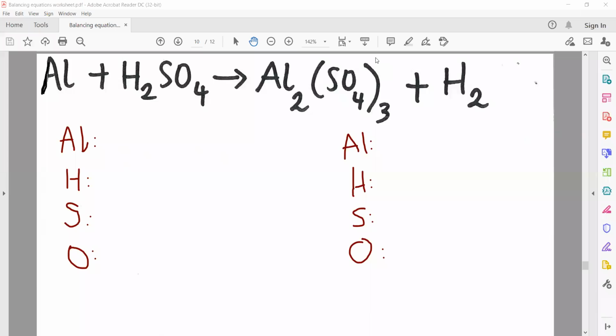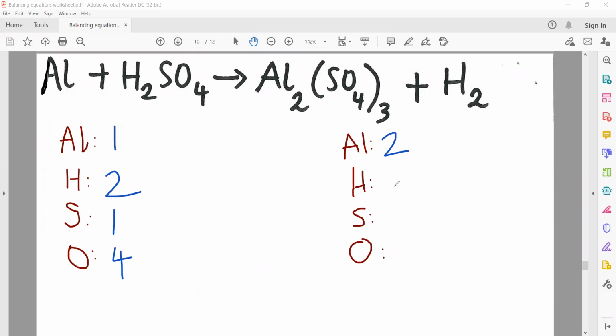Okay, so if we look at this equation, we just need to count the atoms first. So we see we've got 1 aluminium, we've got 2 hydrogen, as we can see with the subscript 2, we've got 1 sulfur, and we've got 4 oxygen. And then on this side, we've got 2 aluminium, as you can see, the subscript or the bottom number is 2 there attached to the aluminium.